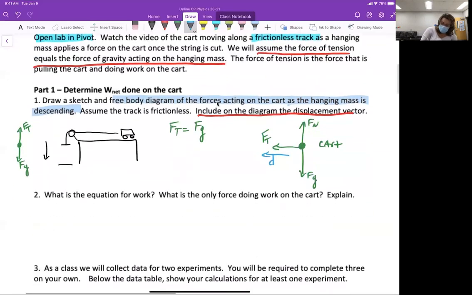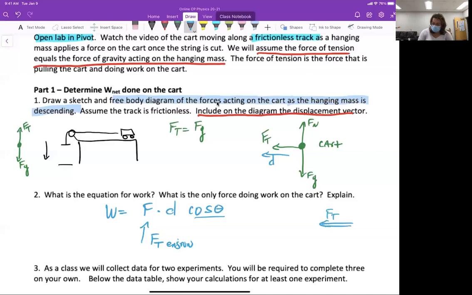What is the equation for work? Work is equal to the force that's doing the work times the distance times cosine theta. And in this case, what is the force doing the work? There's only one force doing the work, and that is force of tension. And the distance we can measure. And cosine theta is for 0 degrees, because there is no angle between the direction of force of tension and the displacement vector. There is 0 angle. Okay, so this we can measure. This we're going to calculate.